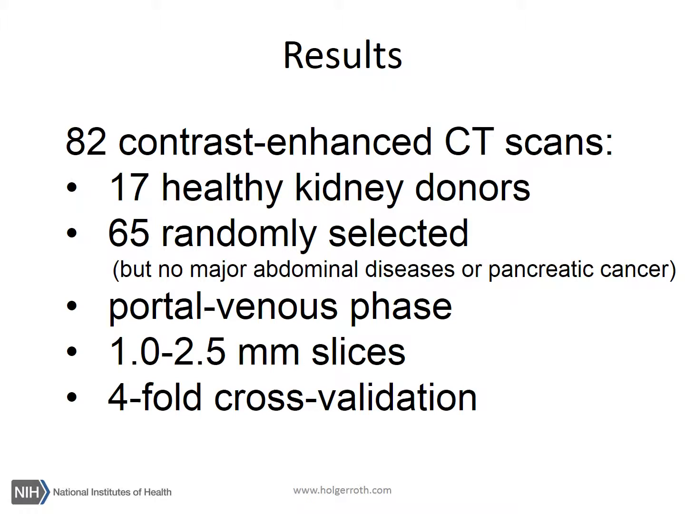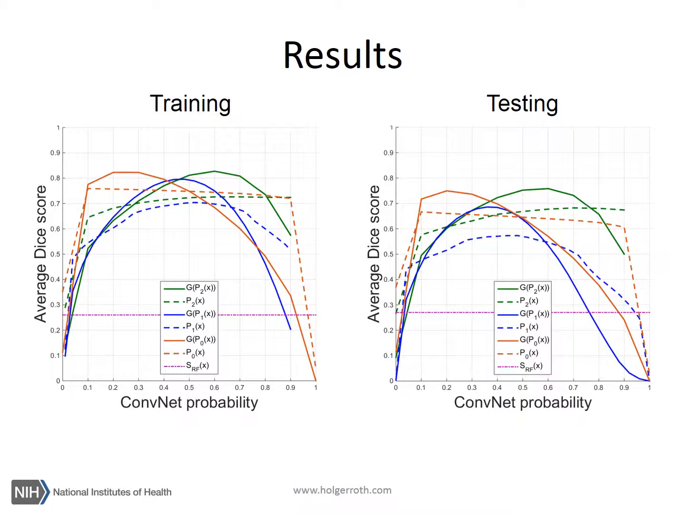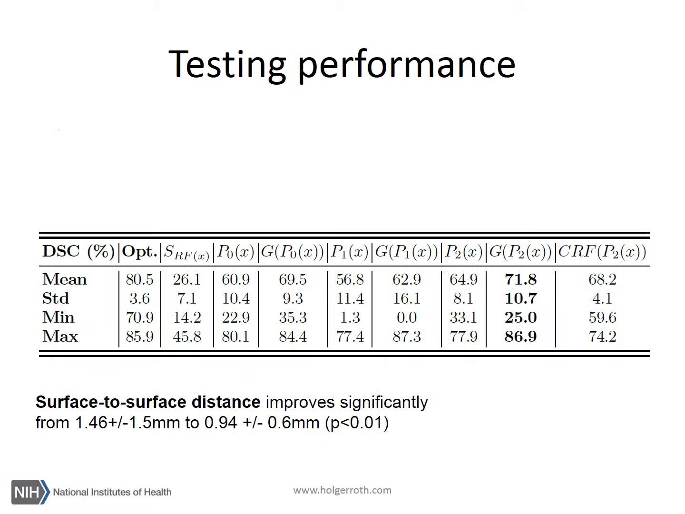Quantitative results are performed on 82 contrast-enhanced CT scans from healthy kidney donors, randomly chosen in 4-fold cross-validation. In testing, the patch convolutional network performs already well at this operating point, while the regional convolutional network trained on just intensity alone performs slightly worse. However, combining both gives us a higher average Dice score using the R2 ConvNet. The same can be seen in the quantitative results, with the best performance being at 71.8 Dice score on average.